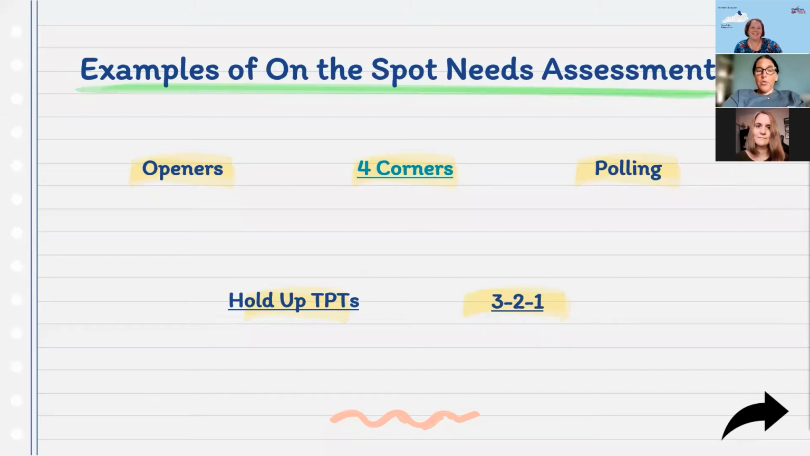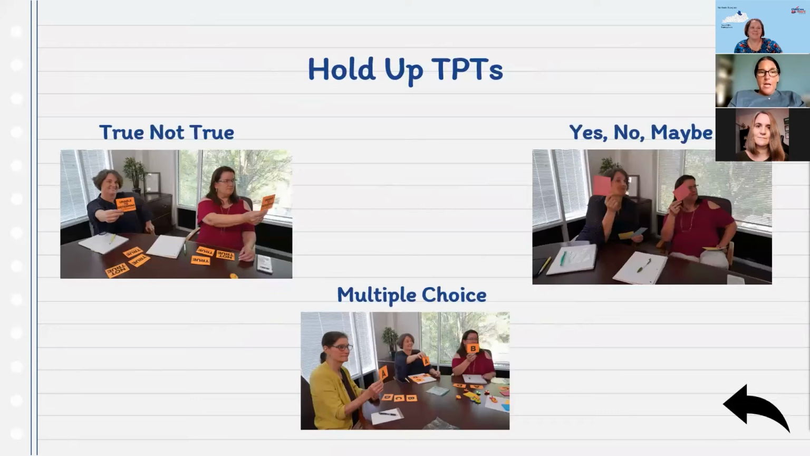Okay, so hold up TPTs is next. We have some great, lovely models here in these pictures too. So hold up TPTs, you can either use paddle boards or, like they're using in the pictures, just cards. And you can get a series of questions together. They could be true or not true, multiple choice, yes, no, maybe.